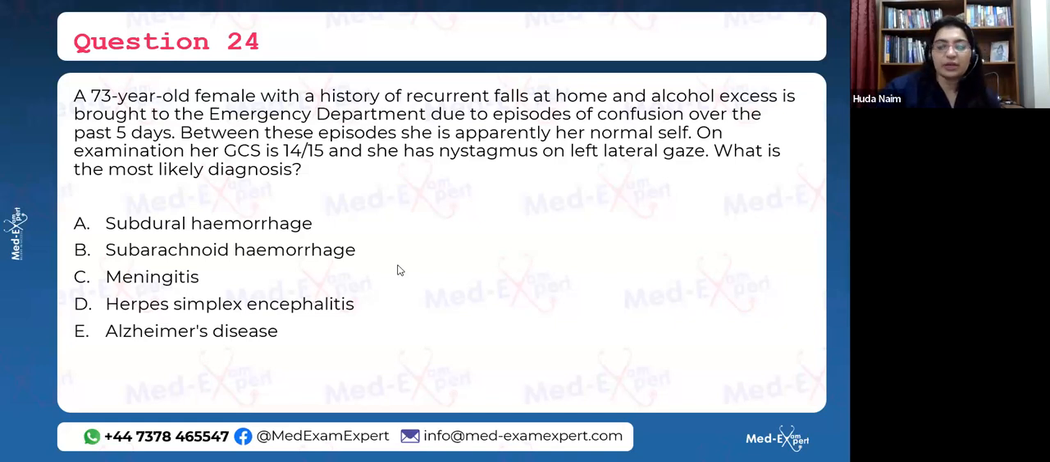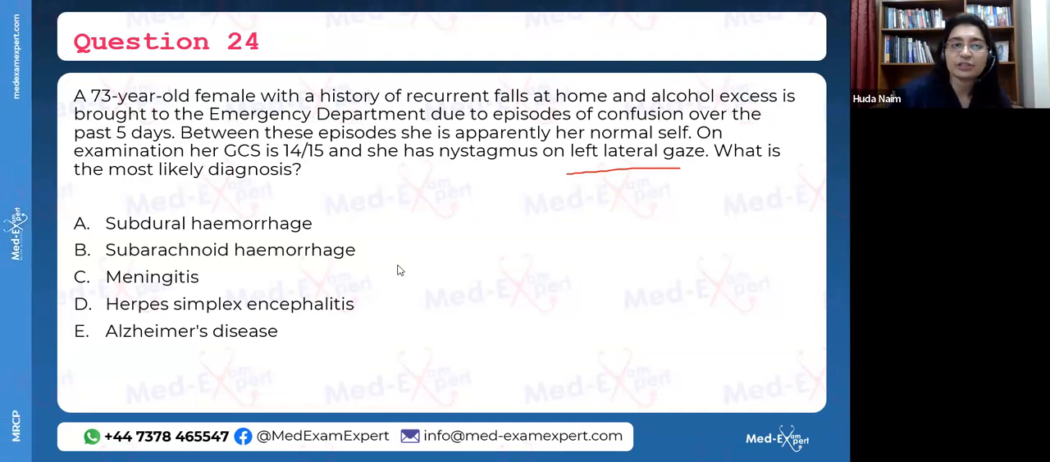So you have a 73-year-old man with a history of falls, and now the patient has presented with confusion over the past 5 days. On examination, the GCS is 14/15. She has nystagmus on the left lateral gaze. What is the most common diagnosis? So yes, it's subdural hemorrhage. Whenever they tell you about fluctuating conscious levels and a history of recurrent falls, always keep in mind subdural hemorrhage, especially in the older age population.